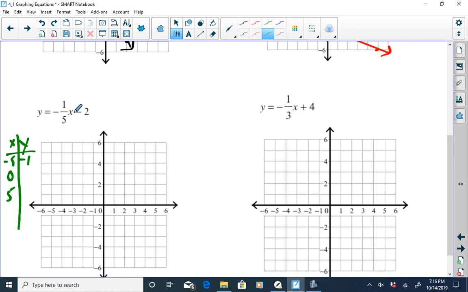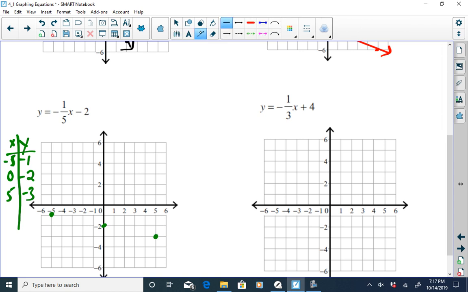If we replace x with 0, negative 1/5 times 0 is 0. 0 take away 2 is negative 2. Negative 1/5 times 5, that's going to be negative 1. Negative 1 minus 2 is going to be negative 3. So my first ordered pair is going to be negative 5, comma negative 1. That's going to be here. 0, negative 2 is going to be here. 5 and negative 3, that's going to be here.